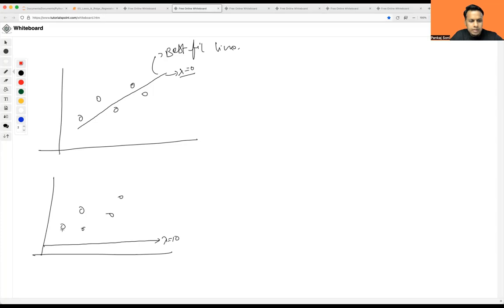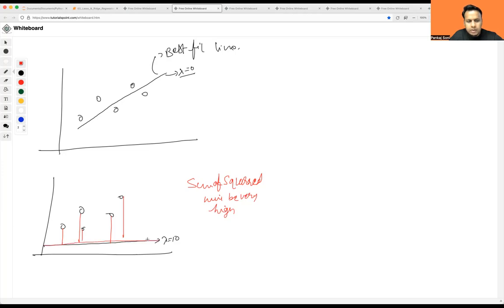Let's say this is the best fit line. From there, you calculate this value, this value, this value, this value. So your sum of squared error will be very high. Why will it be high? Because your slope is exactly zero, correct?